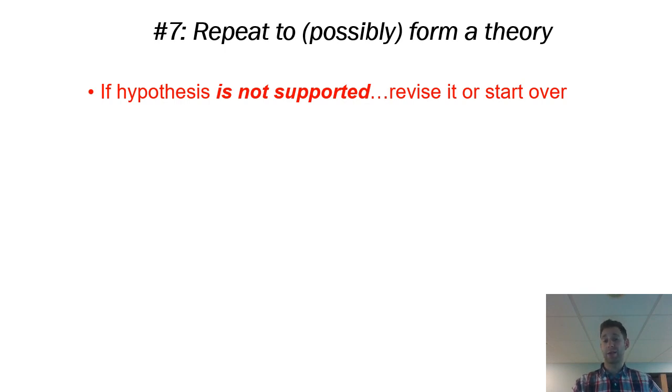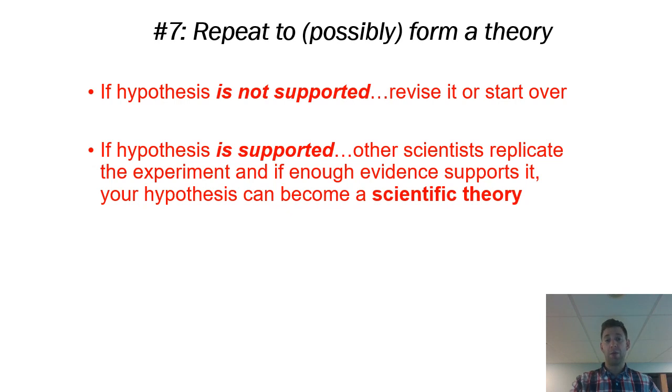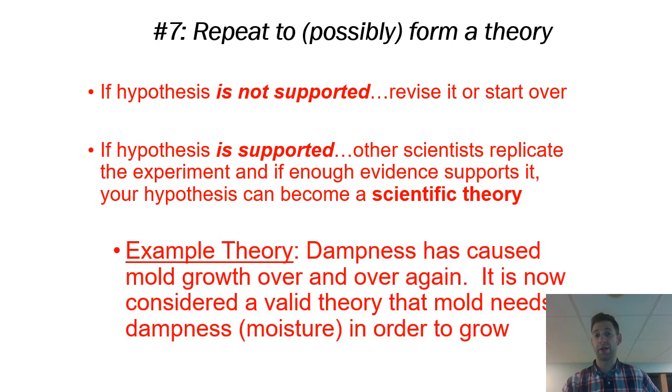If the hypothesis is not supported, that's fine. It's always okay to be incorrect when we're making a hypothesis. We just need to change it, revise it, start again. But if it is supported and repeated and repeated and repeated enough times, it can be turned into a theory, something that is widely accepted. An example theory here would be that dampness leads to mold growth. It is a valid theory that mold requires dampness in order to grow.